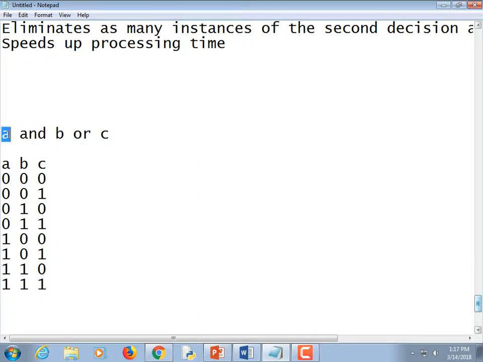Now I'm not going to actually work out the truth table for this. I'm not going to go through. I know this one's false. Don't know about the rest of them, right? So I'm not going to.